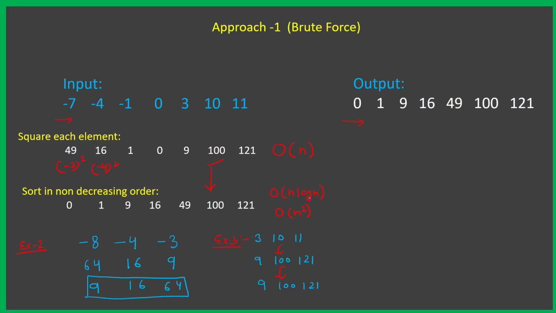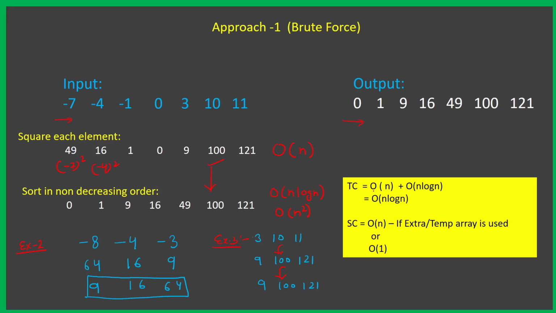So in that sense, we can say time complexity will be O of n plus O of n log n if we are applying merge sort. So total will be O of n log n, and if we are applying O of n square, then total complexity will be O of n plus O of n square, that is O of n square. And what is the space complexity of this approach?